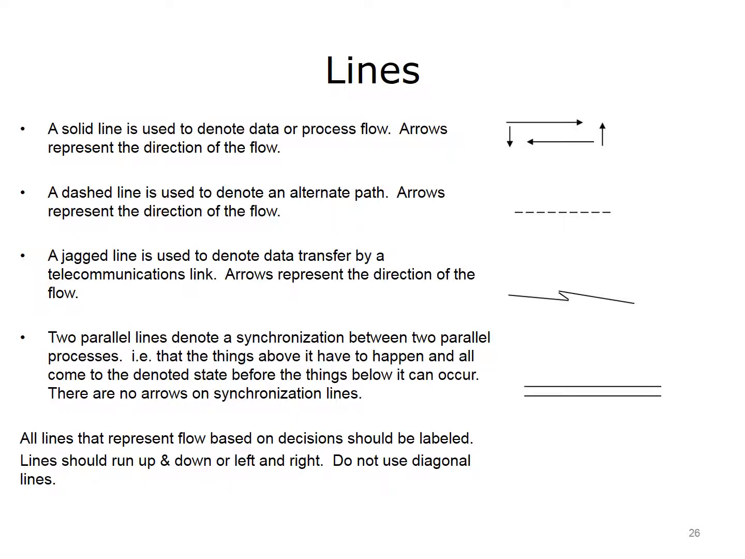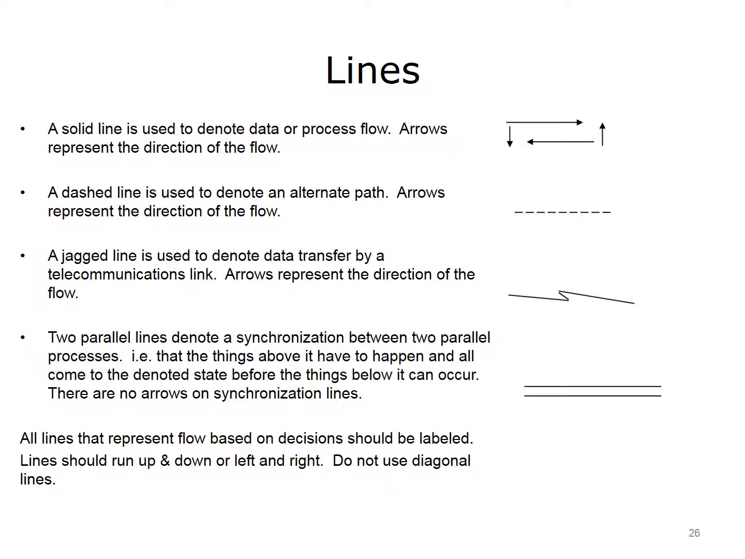There are multiple ways to connect process and data flow. A solid line is used to denote data or process flow. Arrows represent the direction of the flow. A dashed line is used to denote an alternate path. Arrows represent the direction of the flow. A jagged line is used to denote data transfer by a telecommunications link. Arrows represent the direction of the flow.